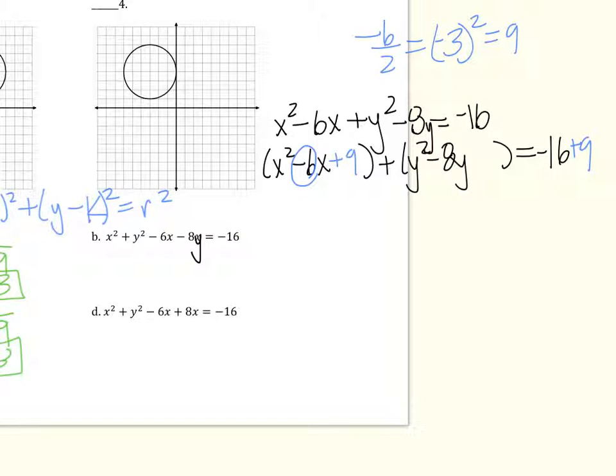Then I'm going to take my b value for my y. It's a negative 8. Negative 8 divided by 2 is negative 4. Negative 4 squared is 16. So I'm going to add 16 to both sides. Okay, now I factor the left.